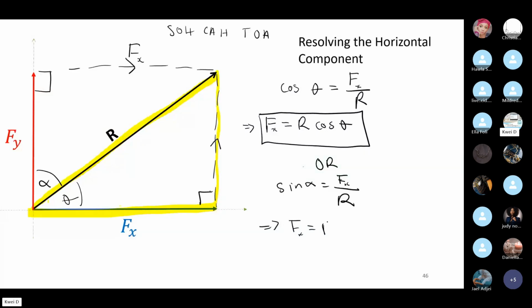I hope you are following. So you can use any of that to determine the horizontal component. Good. So the next one, we'll take an example. So write this down, and then we'll take an example on the next slide.